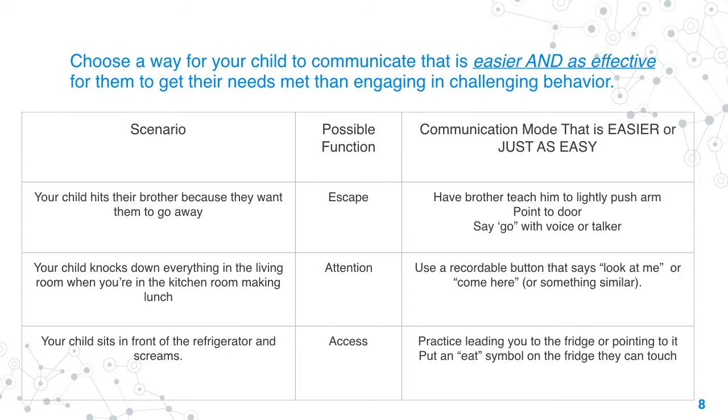So, thinking about the 5 levels of communication that I just talked about, we aren't going to expect our child to go to their talker and say, I don't like what you're doing, if currently they're just hitting you when they don't like what you're doing. As humans, we typically choose the easiest way for us to get our needs met, and so do our kids.